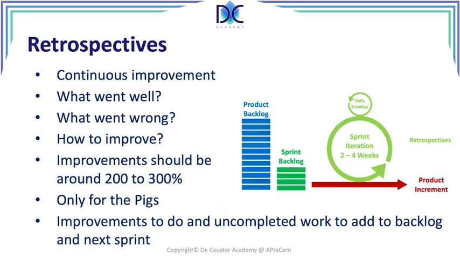Now, we have to look at the uncompleted work. First of all, improvements that have to be done. And what happens with the work that we didn't complete? Because it's possible that we were working on some stories that were not completed, that we didn't have time to complete, or with which we had problems. Then we have to decide, are these good items, yes or no? Will we add them to the backlog? Will they have the same priority? Will we reschedule them? Will we replace them by some other stories?